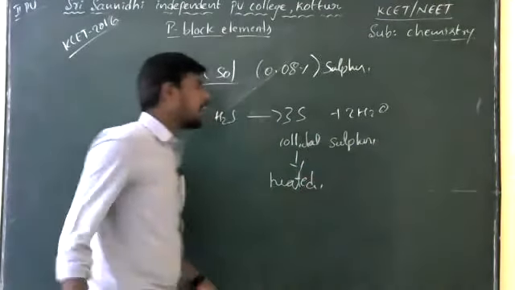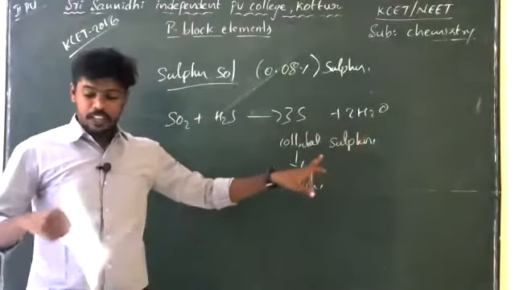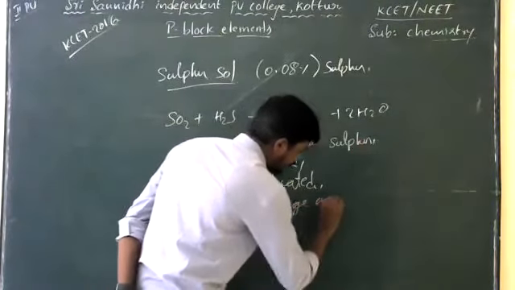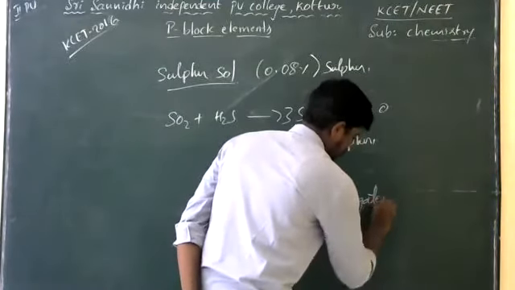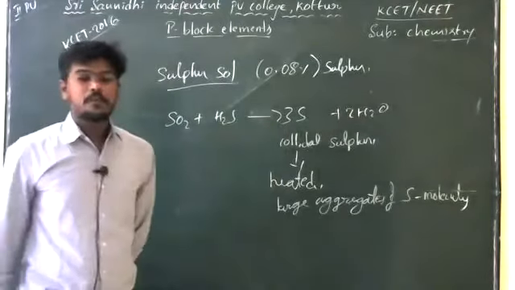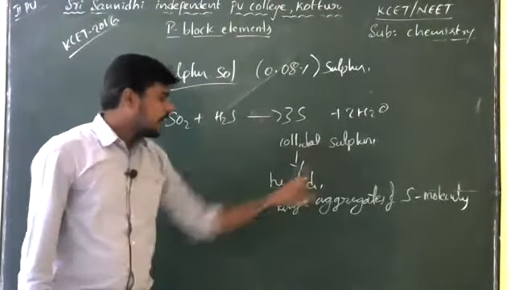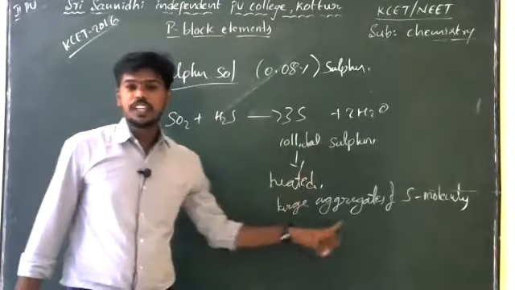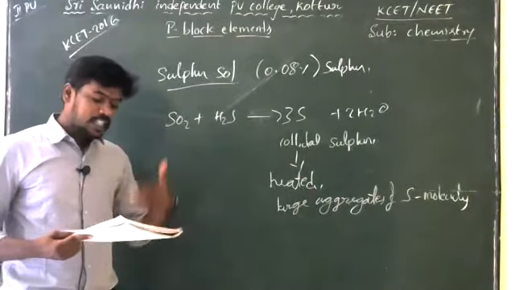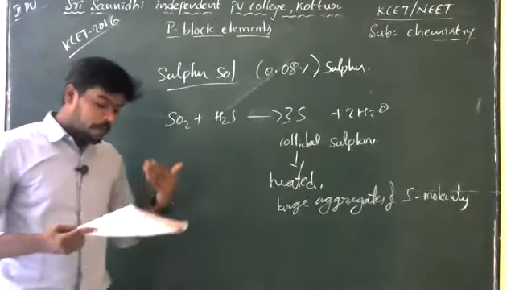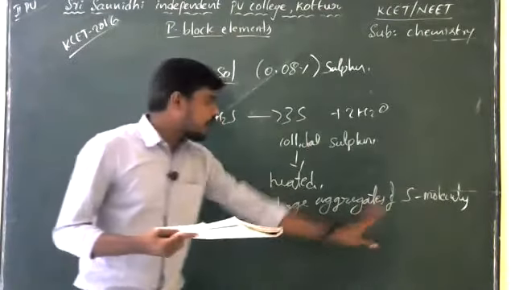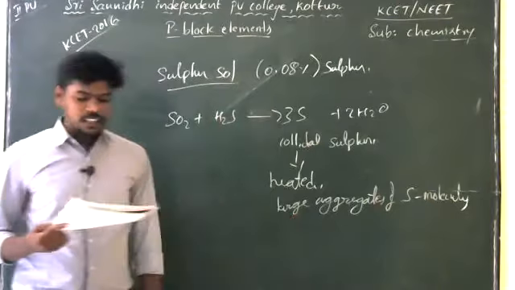all the hydrated water content will evaporate and large aggregates of sulfur molecules will remain. So when this colloidal sulfur is heated, it forms large aggregates of sulfur molecules. Options: discrete sulfur atoms? No, it is not discrete sulfur atoms. Discrete S8 molecules? No, it is also not that, but it can form large aggregates of sulfur molecules. The answer is the third one. Next question.